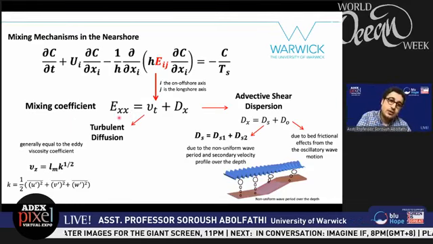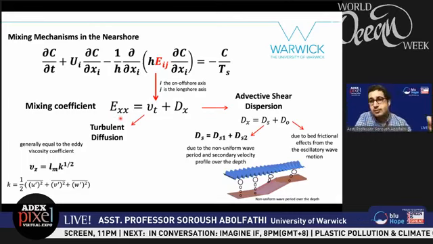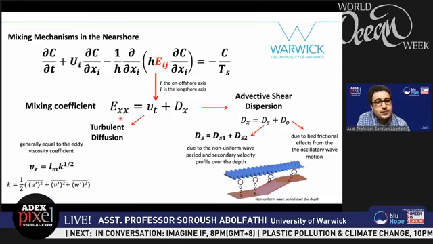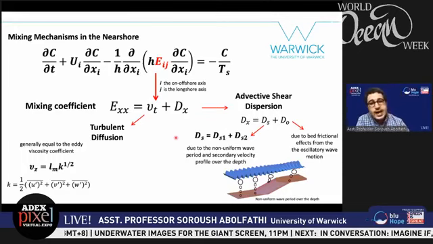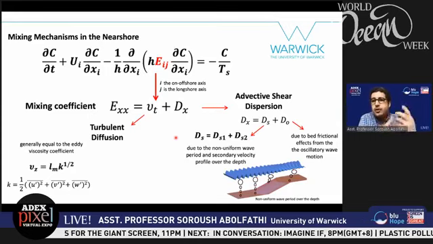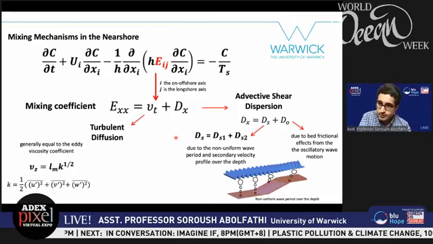To give you a very, very short background, because we need it in the next slides: this mixing coefficient historically was defined as turbulent diffusion. So historically, modelers thought that the transport of pollution in the marine environment is only a function of turbulence. Over the past 20 years, people started thinking about what we call advective shear dispersion. Shear dispersion is basically the difference in velocities. You have a very complicated velocity field, and the difference in these velocities contributes to the mixing.